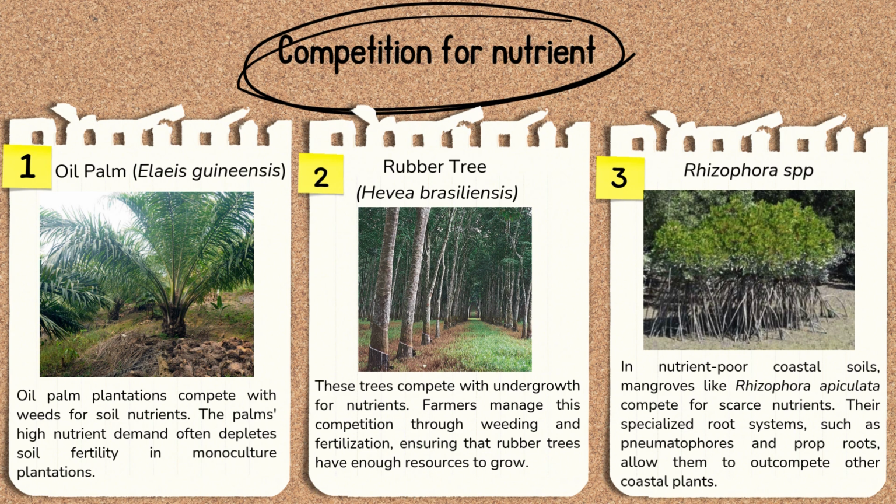And the last one is Rhizophora. In nutrient-poor coastal soils, mangroves like Rhizophora apiculata compete for scarce nutrients. Their specialized root systems such as pneumatophores and prop roots allow them to outcompete other coastal plants.